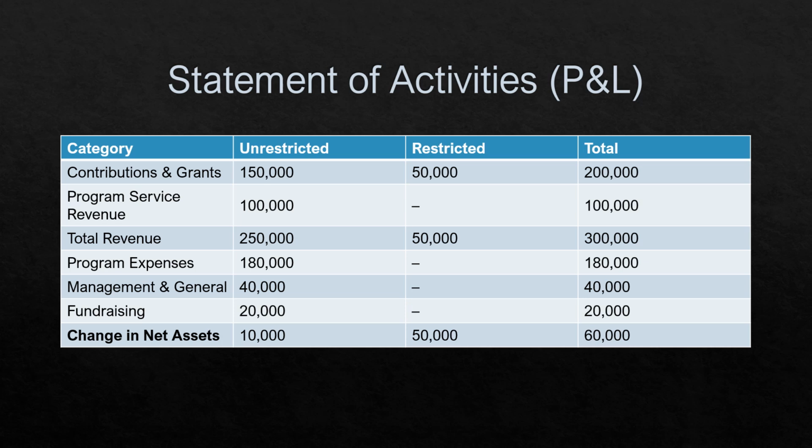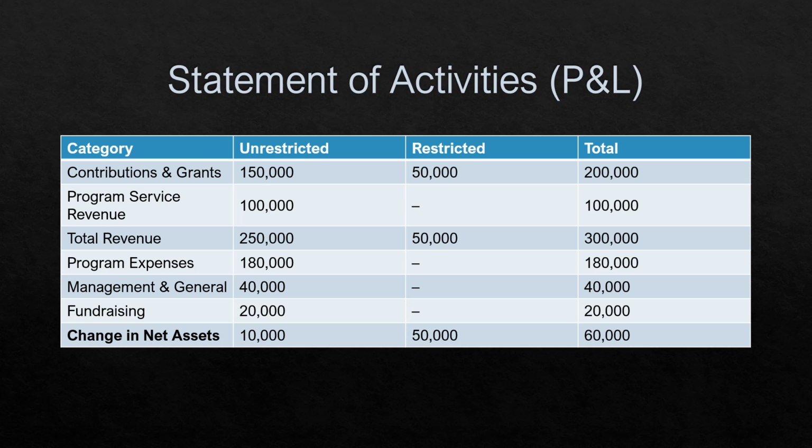Next, we have the statement of activities in nonprofit terms, or P&L if it's a for-profit. Same exact thing, different words, but same function, okay? So as you can see on the top, you have contributions and grants. Unrestricted means it's basically grants or money used for any project or any service provided. Restricted means it was for a specific service or project provided.